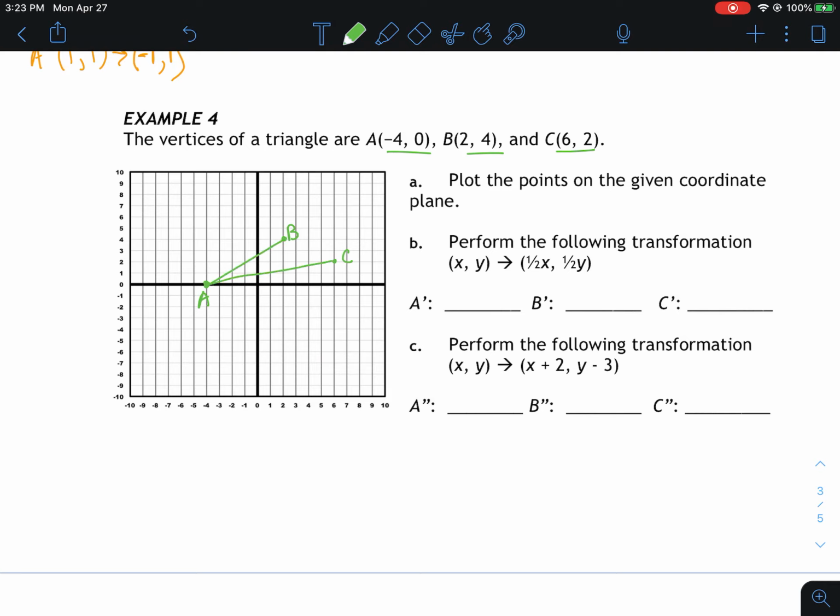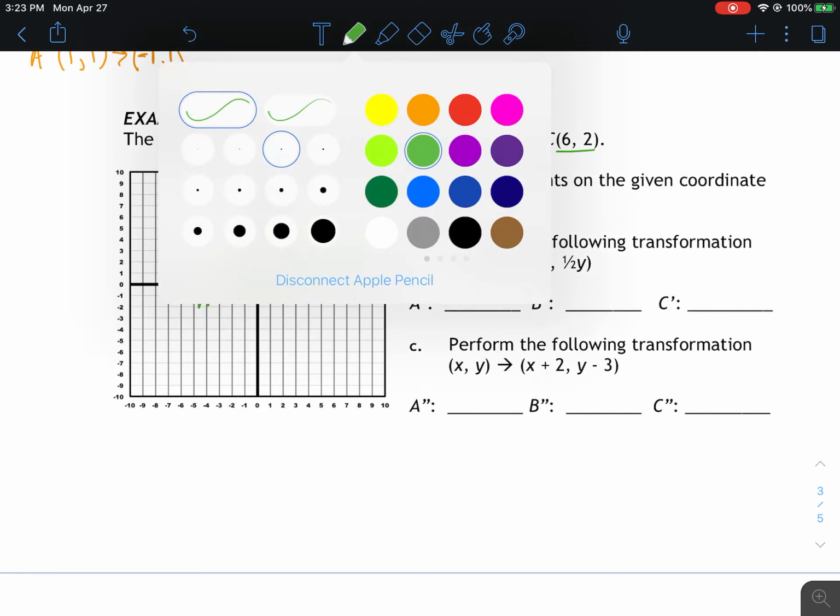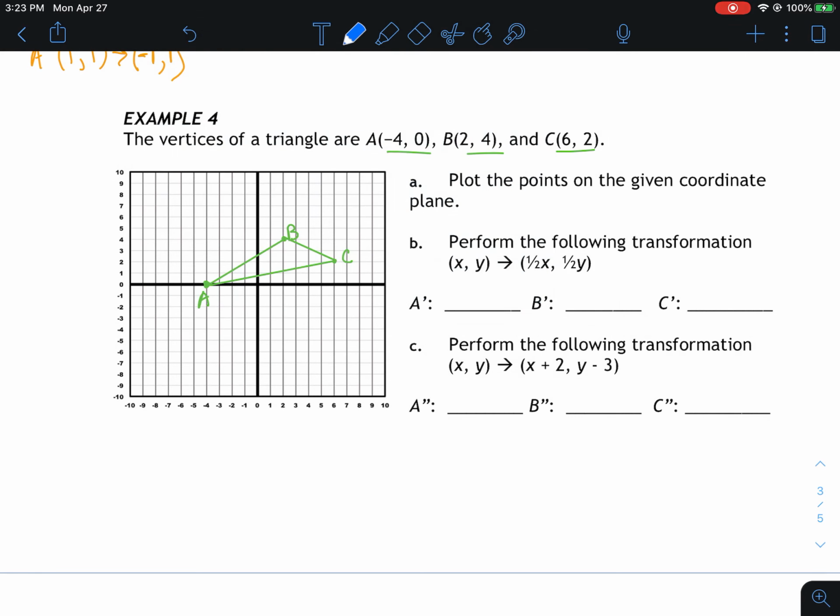All right, so this triangle is different than triangles we've worked with in the past. It's not a right triangle. Also, it crosses over the y-axis, and it's in different quadrants, not just in one. So when we do different types of transformations, it may change positions, it may cross over, and it'll be a lot of work. So I highly advise you to actually do it in different colors for each part.